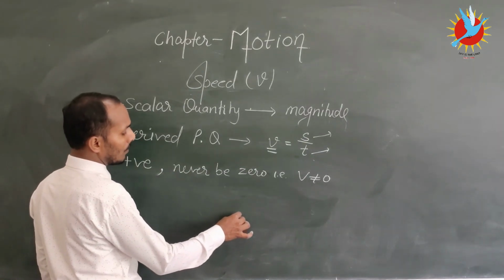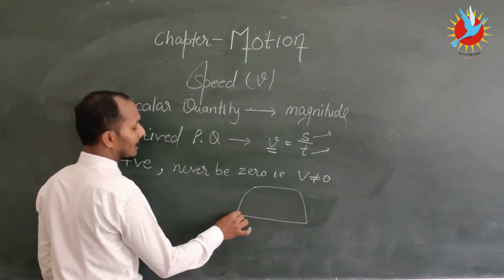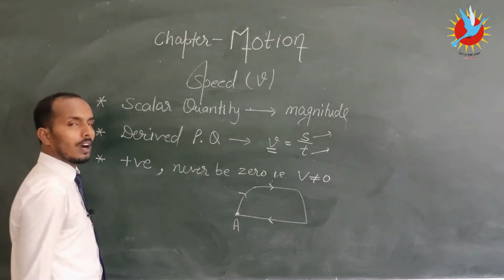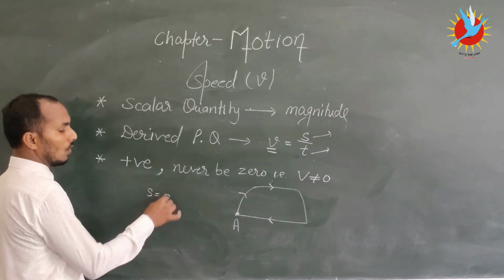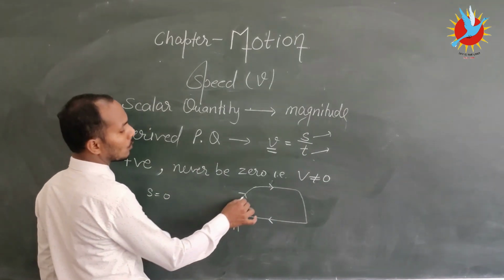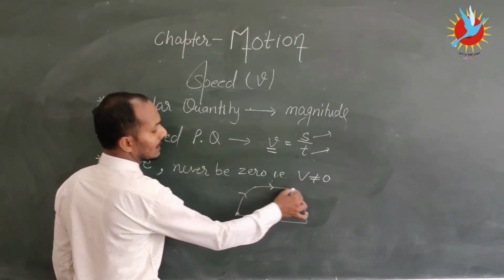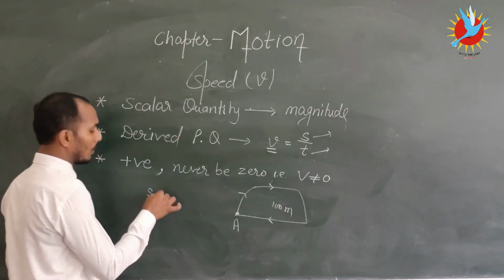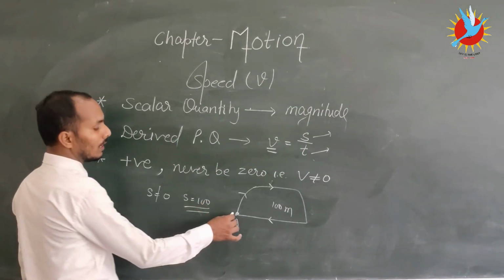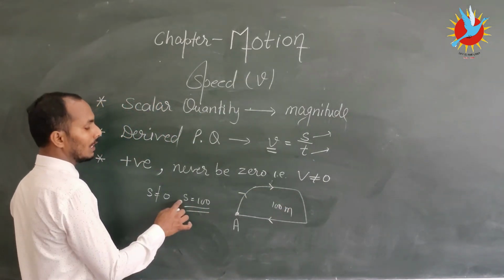Say that a person starts his journey from point A, and after traveling some distance it again reaches point A. Then you say that distance is 0. No, actually, what is the definition of distance? Distance means the actual path covered by the body. So this actual path is not equal to 0. Suppose this is the actual path and it is 100 meters, then the actual path is not equal to 0, it is equal to 100. How much distance is covered? It covers 100 meters, because it covers a 100 meter path. So distance is 100 meters.